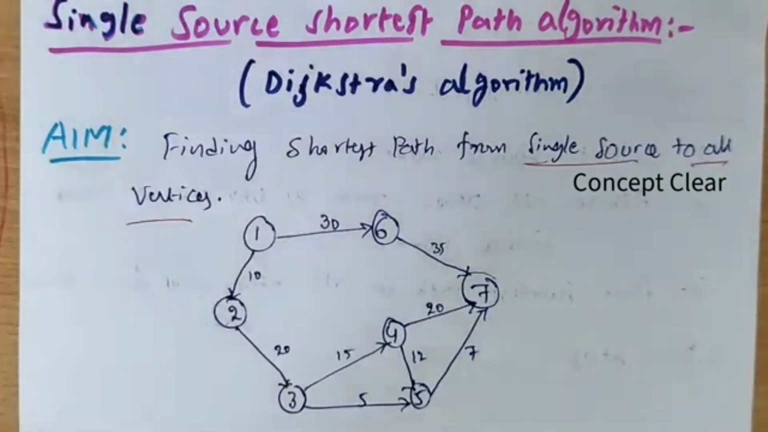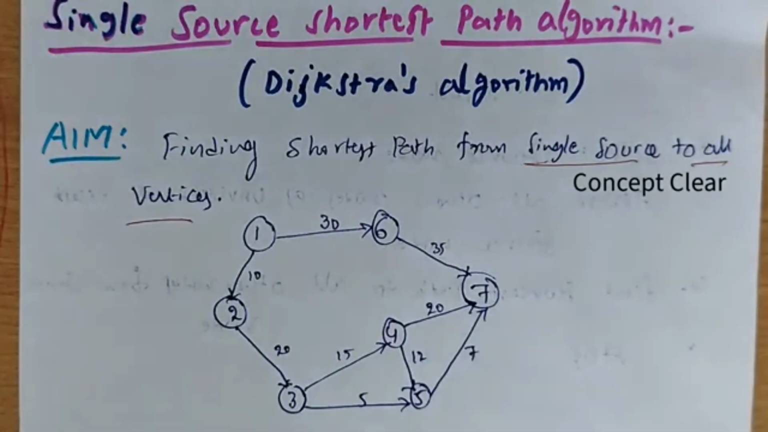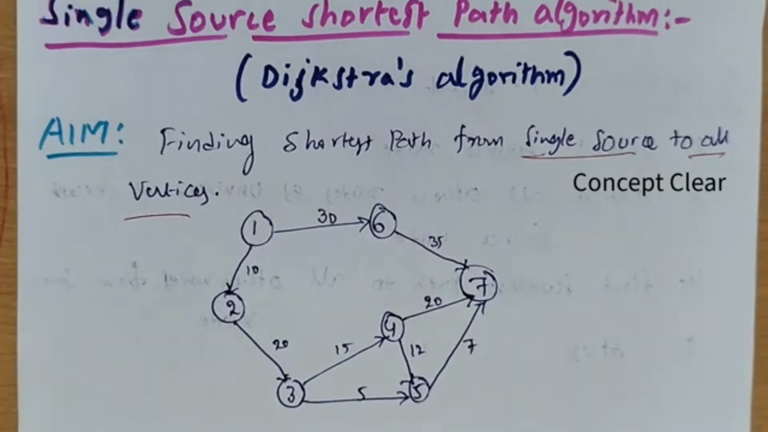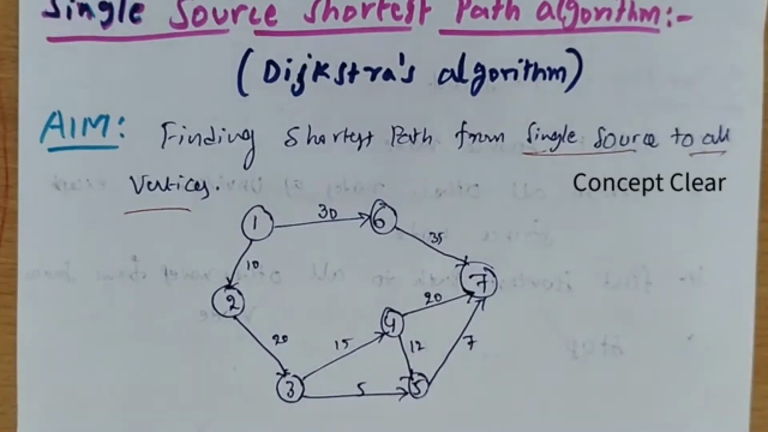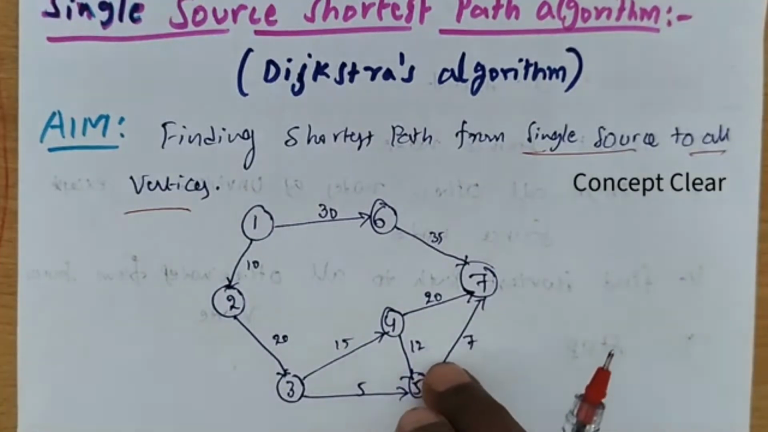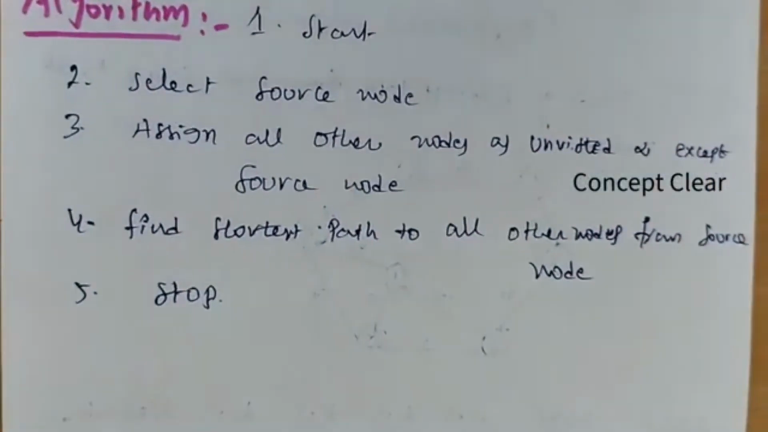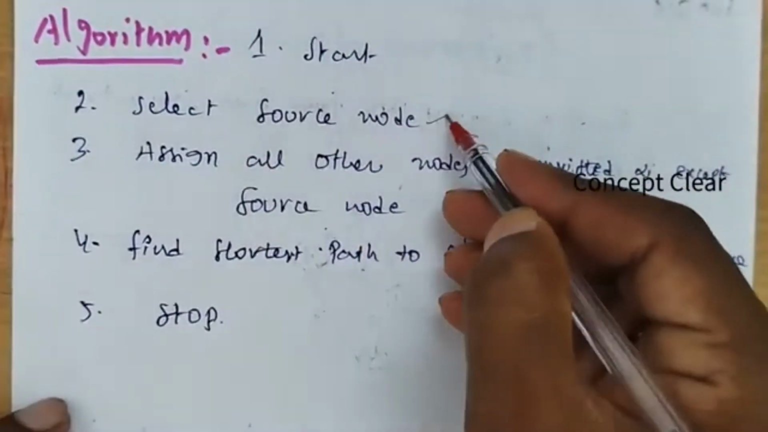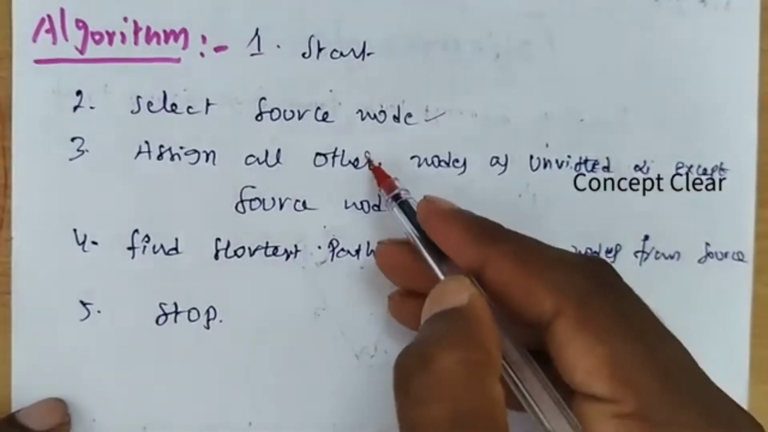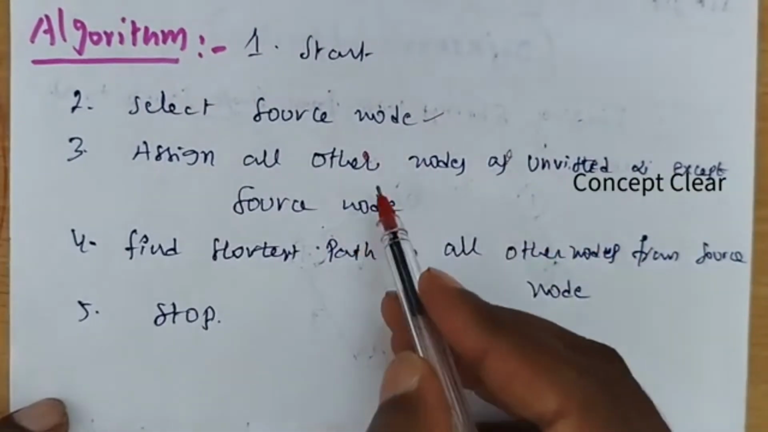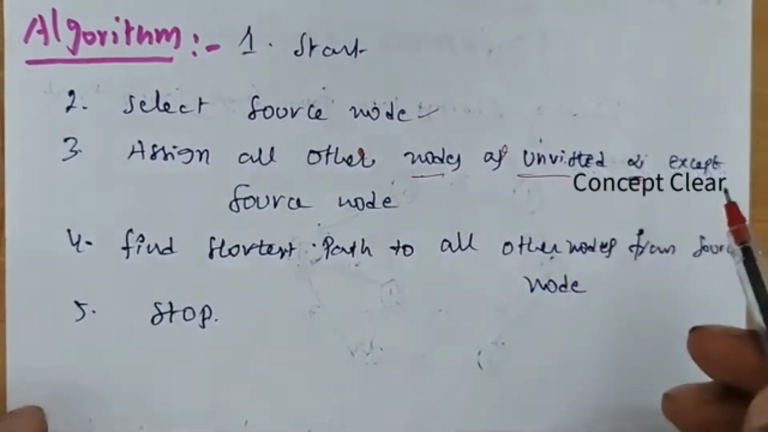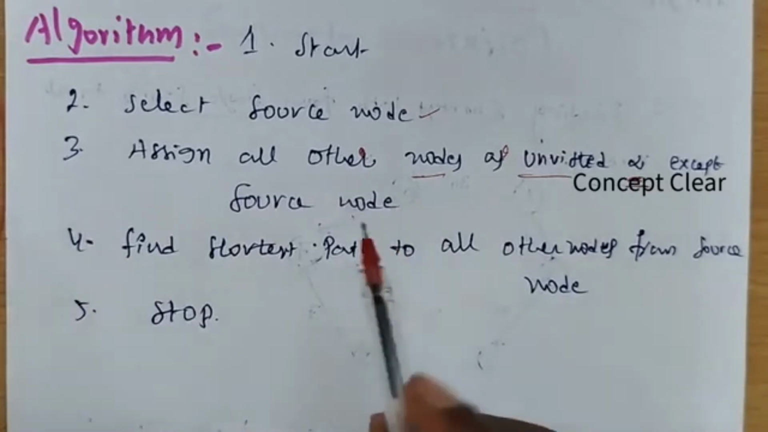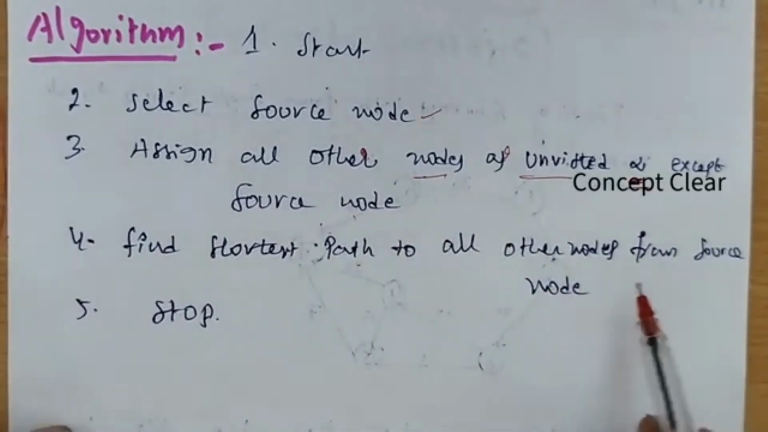Here we have to find the shortest path between a single source and all the remaining vertices. For example, in the given graph, we select any one vertex, and from that vertex we find the shortest path to all the other vertices. What is the algorithm here? First step is start. Next, select any source and assign all other nodes as unvisited with the infinity symbol, except the source node. Then find the shortest path to all the other nodes from the source node, and stop.